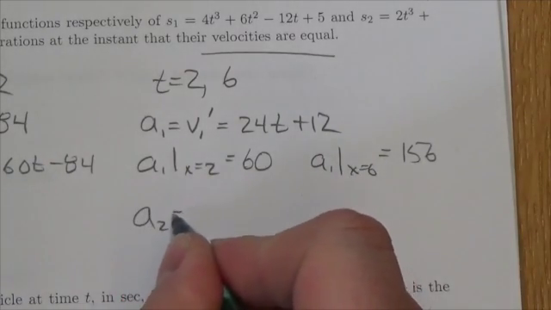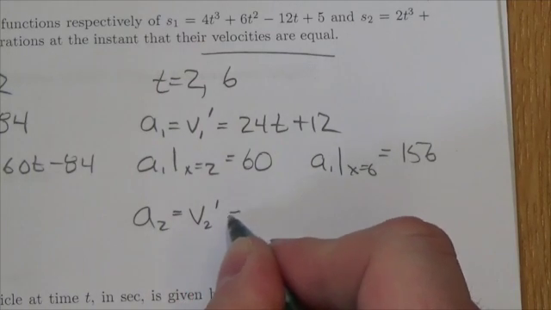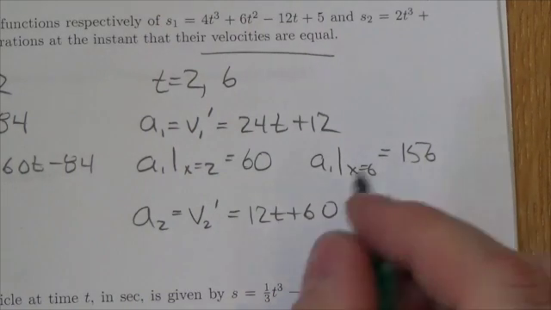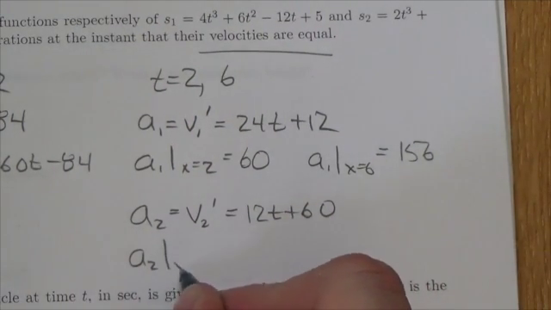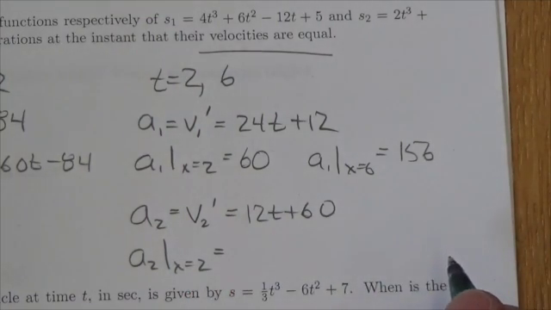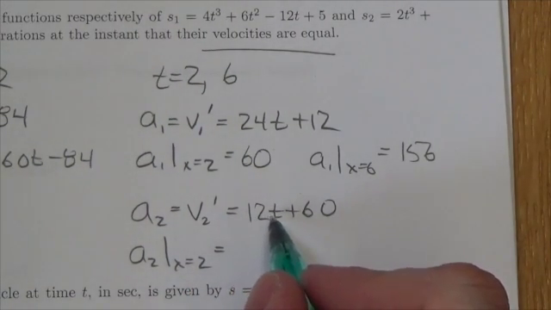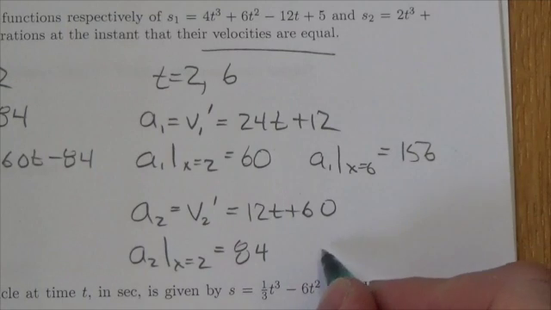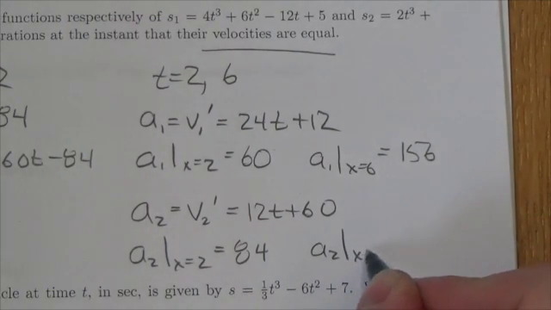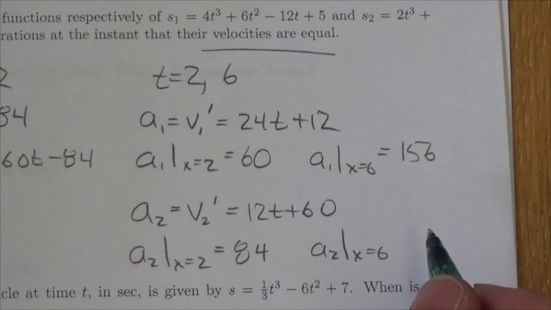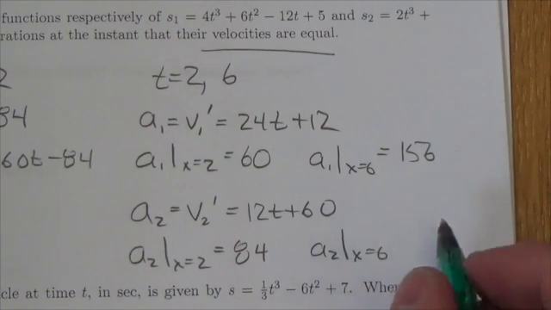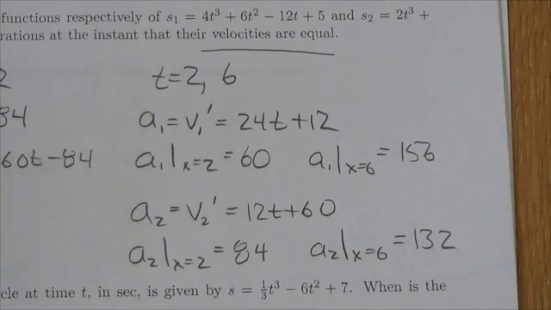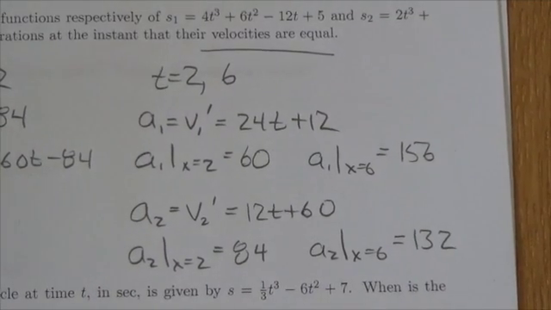The acceleration of the second function will be the derivative of the second velocity function, which in this case will be 12t plus 60. And so the acceleration of the second function evaluated when t is equal to 2 will be 12 times 2 plus 60, so that'll be 84. And then the second function evaluated when t is equal to 6 is going to be 12 times 6 plus 60, which equals 132. And there you go. Those are their respective accelerations.